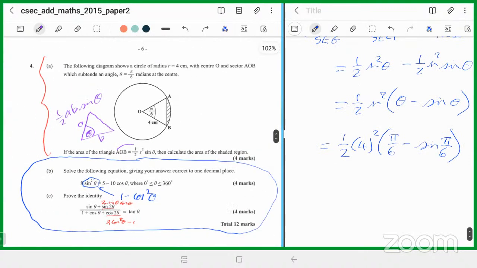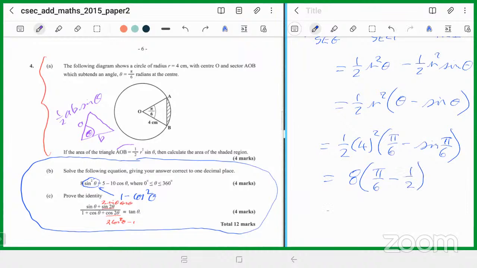All right, we can leave the answer in that form. This is half of 16, which is 8, into pi by 6 minus the sine of 30 degrees, which is a half. Pi by 6 is 30 degrees. Sine of 30 degrees is a half.